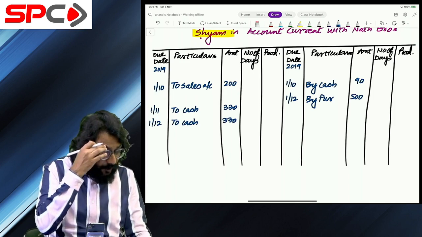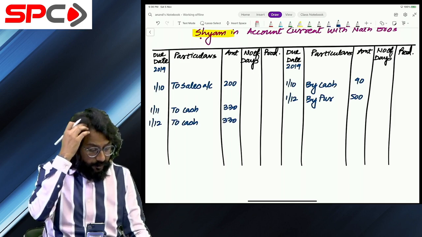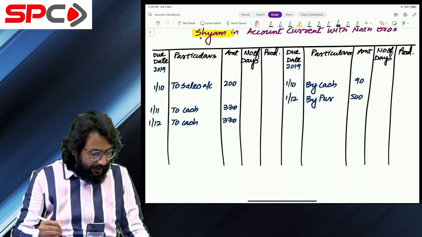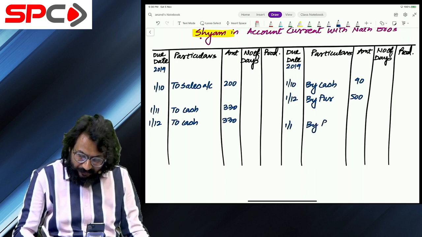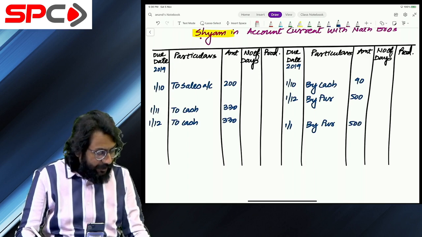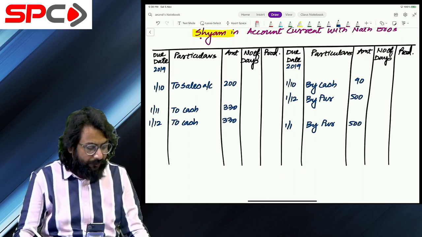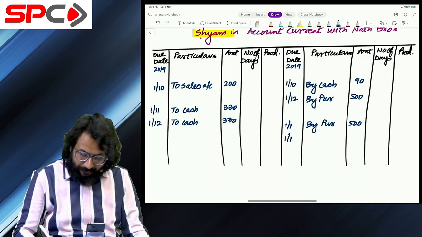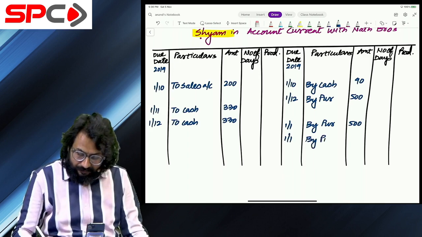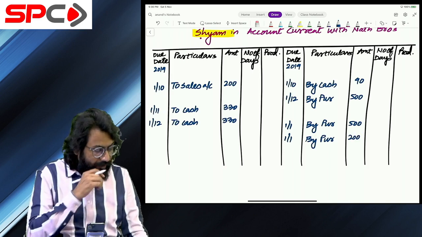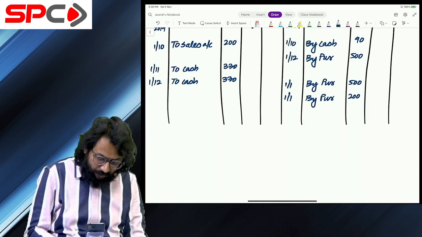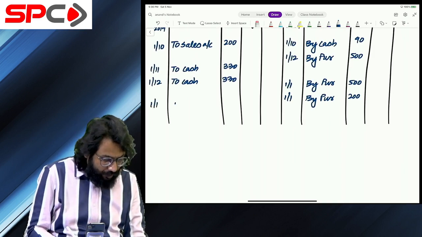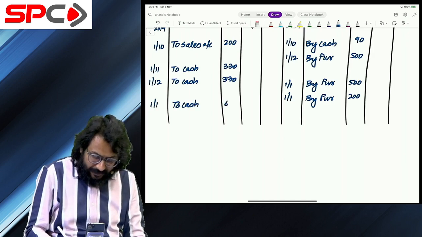Then boys and girls, goods purchased from Sham. What is the entry? Purchase to Sham. So can I not say purchase to Sham, Sham credit side 1st Jan by purchases? How much, Bitu? 500. And my dear friend, December 10, goods purchased from Sham. So can I not say again 1st Jan by purchases? You say 200. Then boys and girls, Jan 1st, paid to Sham. What is the entry? Sham to cash. So I'll write down what is the date, Bitu? 1st Jan to cash. 600 in the amount column.